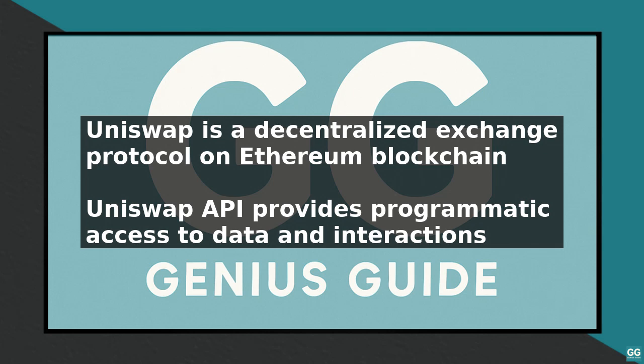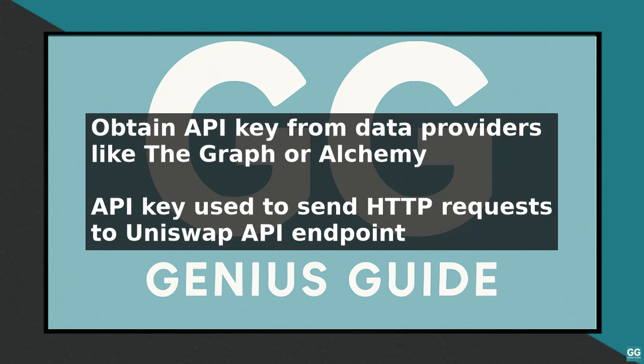First, you need to obtain an API key from a data provider such as The Graph or Alchemy. These platforms offer APIs that provide access to Uniswap data, including liquidity pools, token prices, and trading volumes. Once you have an API key, you can use it to send HTTP requests to the Uniswap API endpoint. The API endpoint URL typically includes the API key as a query parameter.